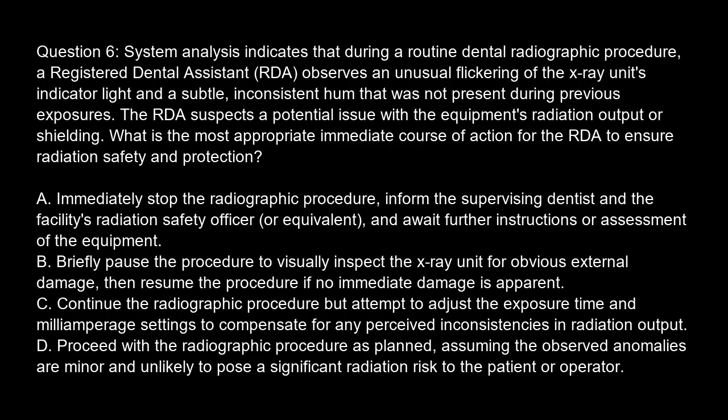Option C. Continue the radiographic procedure, but attempt to adjust the exposure time and milliamperage settings to compensate for any perceived inconsistencies in radiation output. Option D. Proceed with the radiographic procedure as planned, assuming the observed anomalies are minor and unlikely to pose a significant radiation risk to the patient or operator.